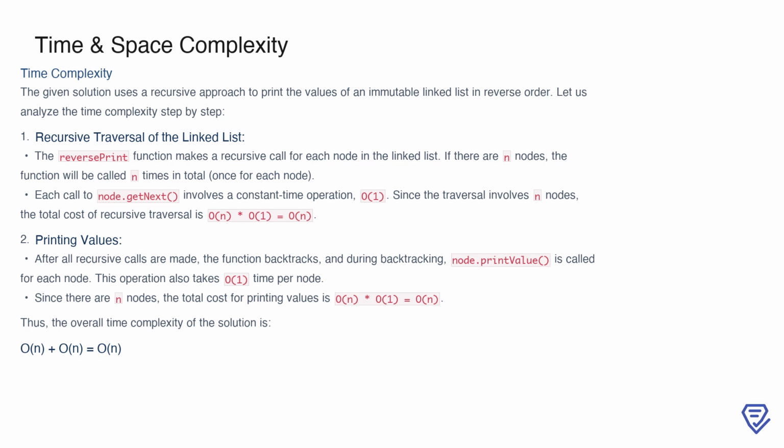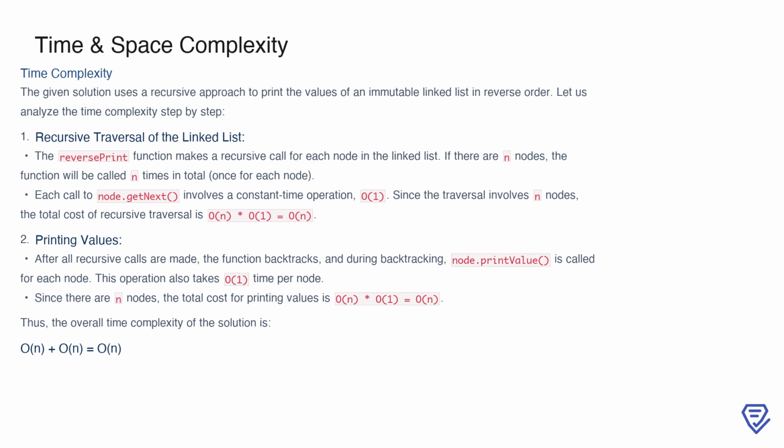Next, during the backtracking phase, the node.printValue function is called once for each node. This operation also takes constant time per node, O(1). With n nodes, this results in another O(n) for the printing phase. Combining these two parts, the overall time complexity of the solution becomes O(n) plus O(n), which simplifies to just O(n). This demonstrates that the recursive approach is linear in time complexity, as it processes each node only once during traversal and printing.